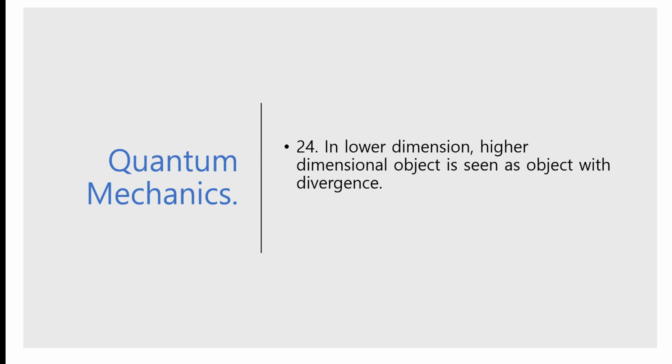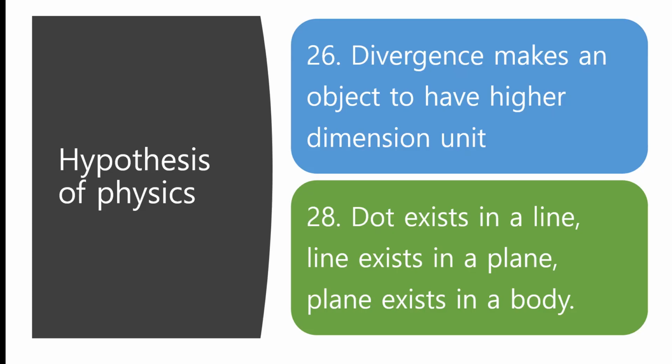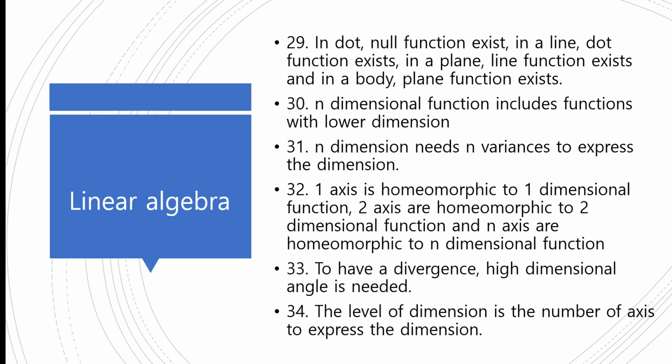Quantum mechanics says in lower dimension, higher dimensional object is seen as an object with divergence. Hypothesis of physics says divergence makes an object have a higher dimension unit. Dot uses in a line, line uses in a plane, plane uses in a body. Linear algebra says in dot, null function exists; in a line, dot function exists; in a plane, line function exists; in a body, plane function exists.